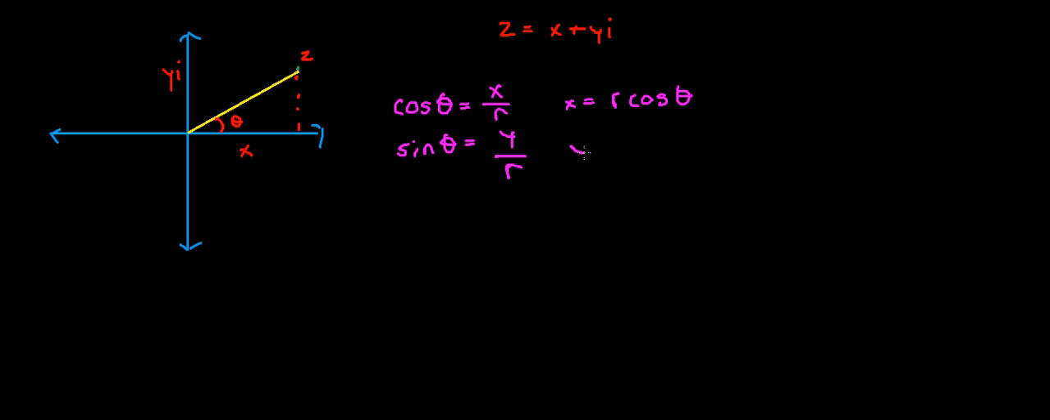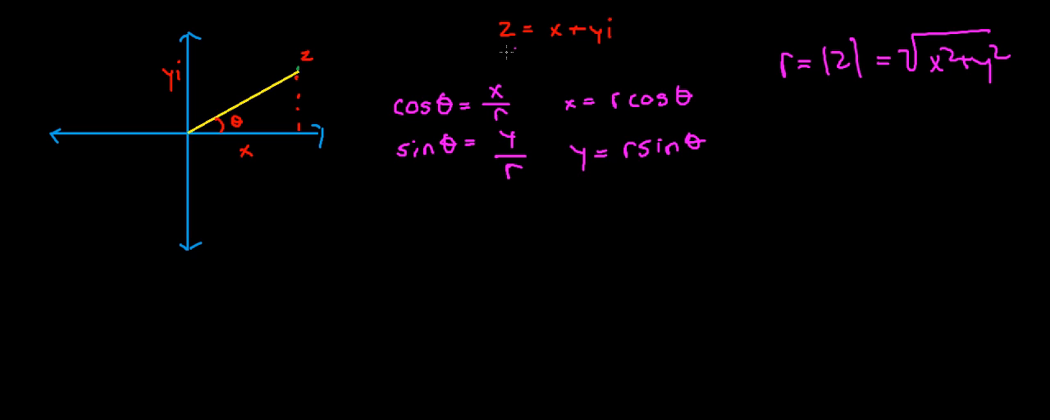So y is equal to r sine theta. And then r is equal to the modulus of z, which is equal to the square root of x squared plus y squared. So I've got all the information I need to convert something. This could be 2 and 4i or minus 4i. It doesn't matter. Whatever it is, I can use these. Let me just write it into a simple formula.